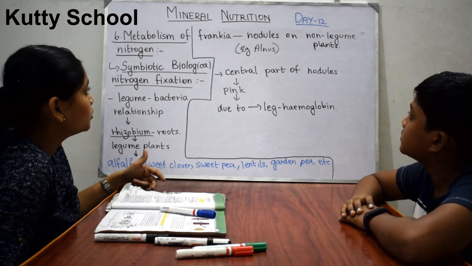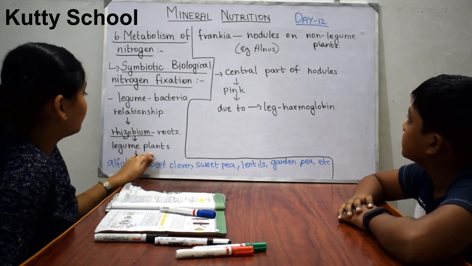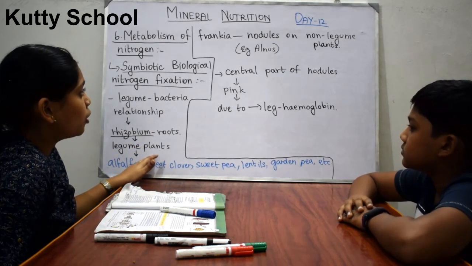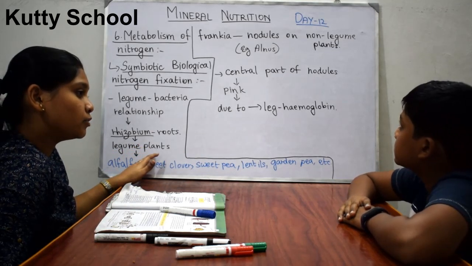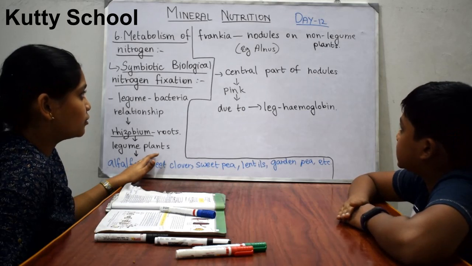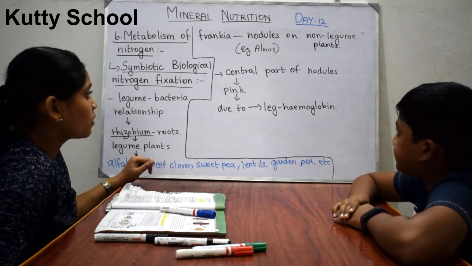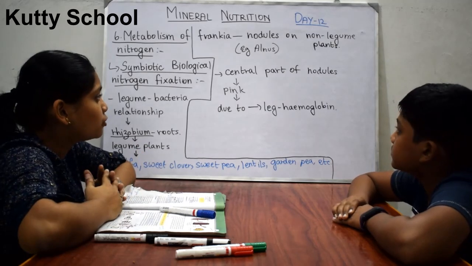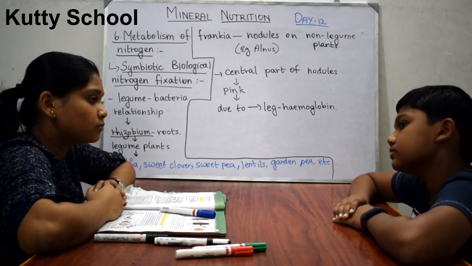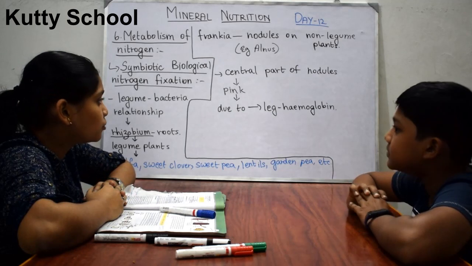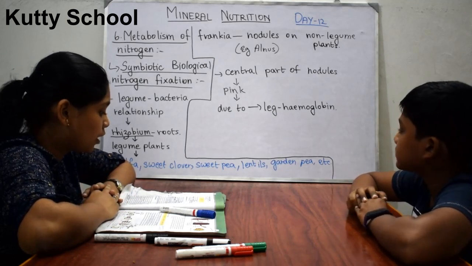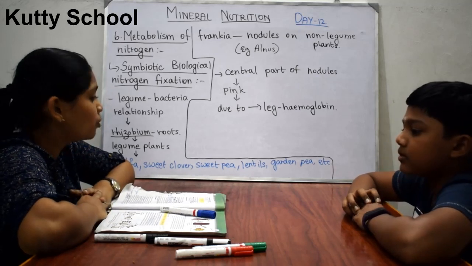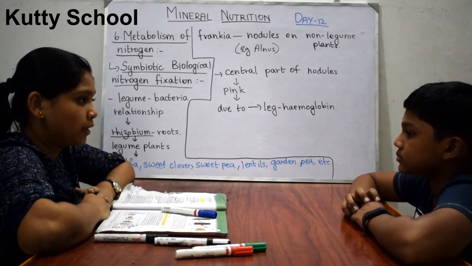Frankia is another type of bacteria which forms nodules on non-legume plants, non-pea plants, for example Alnus. The central part of the nodules is pink. Why is it pink? It is due to the presence of leghemoglobin, or leguminous hemoglobin. Next we will see how the nodule is formed, in the next slide.